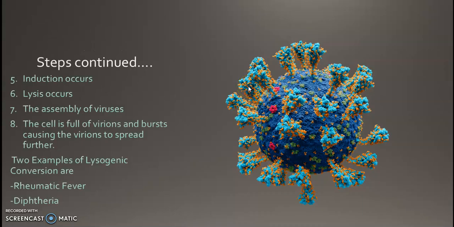Steps continued. 5. Induction occurs. 6. The lysis occurs. 7 is the assembly of the viruses. 8. The cell is full of virions and bursts, causing the virions to spread further. This spreads that virus further throughout the cell. Two examples of lysogenic conversion are rheumatic fever and diphtheria. That is from the book.